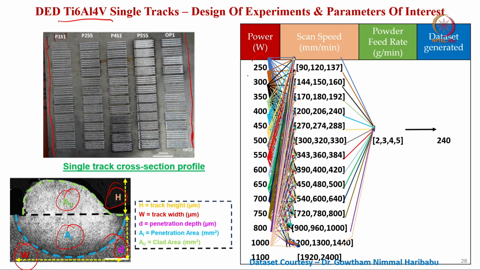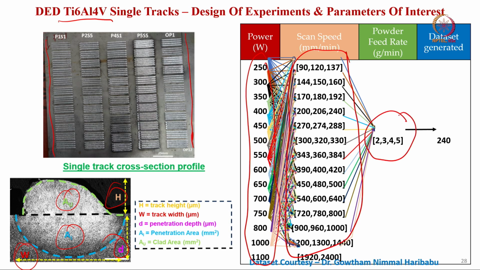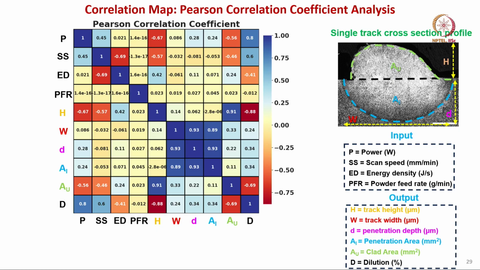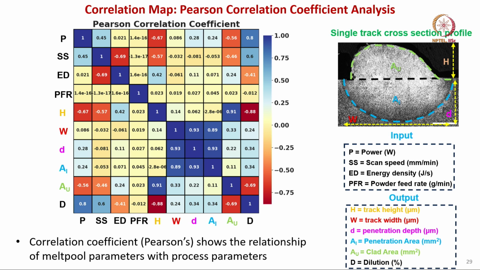So, this is the range of power that was used. This was the range of scanning speed that was used, and this is the powder feed rate. In total, 240 data sets were generated. With the 240 data sets, the first thing we have done is the Pearson correlation coefficient, which was very useful to find the PCC, essentially showing the relationship between the melt pool parameters and the process parameters, right.